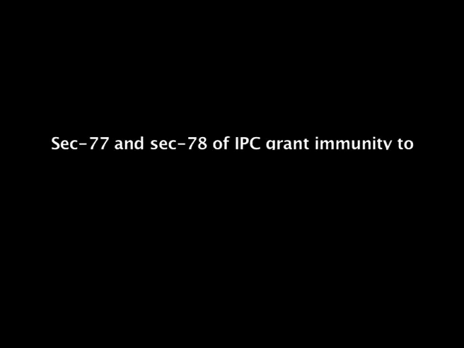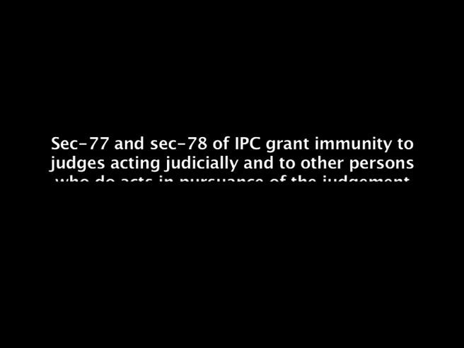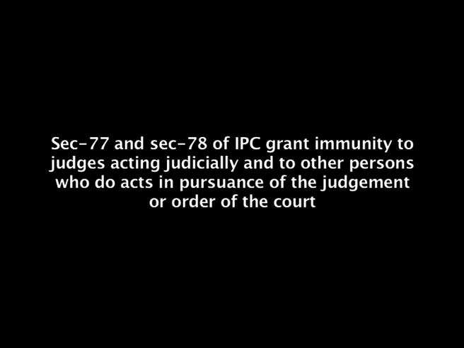Section 77 and Section 78 of IPC grant immunity to judges acting judicially and to other persons who do acts in pursuance of the judgment or order of the court. That is, Sections 77 and 78 of IPC provide for exemption from criminal liability in respect of judicial acts, that is, the acts of judges and courts. This protection is afforded to them from civil suits under the Judicial Officers Protection Act 1850.